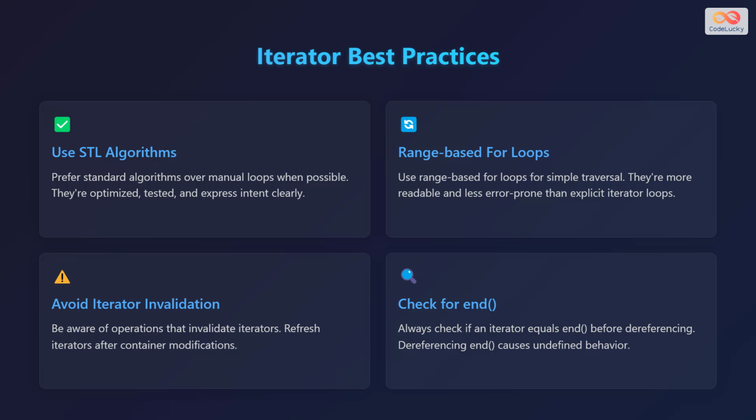To ensure efficient and reliable code when working with iterators, consider the following best practices. Prefer standard algorithms over manual loops whenever possible, as they are often optimized, thoroughly tested, and clearly express your intent. Utilize range-based for loops for simple traversal tasks, as they offer improved readability and reduced risk of errors compared to explicit iterator loops. Be mindful of operations that may invalidate iterators, and refresh iterators after container modifications to prevent undefined behavior. Always verify that an iterator is not equal to the end iterator before dereferencing it, as dereferencing the end iterator can lead to crashes or unexpected results.